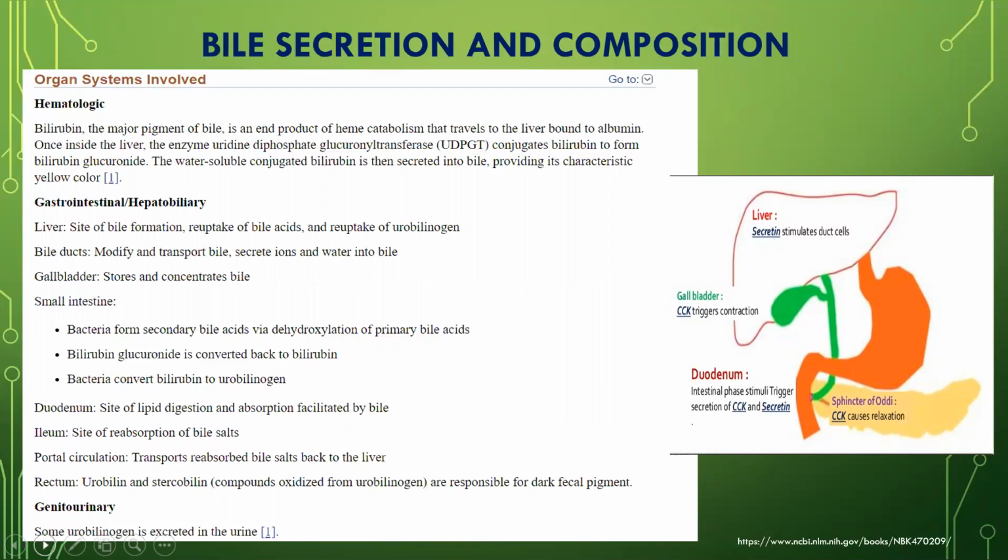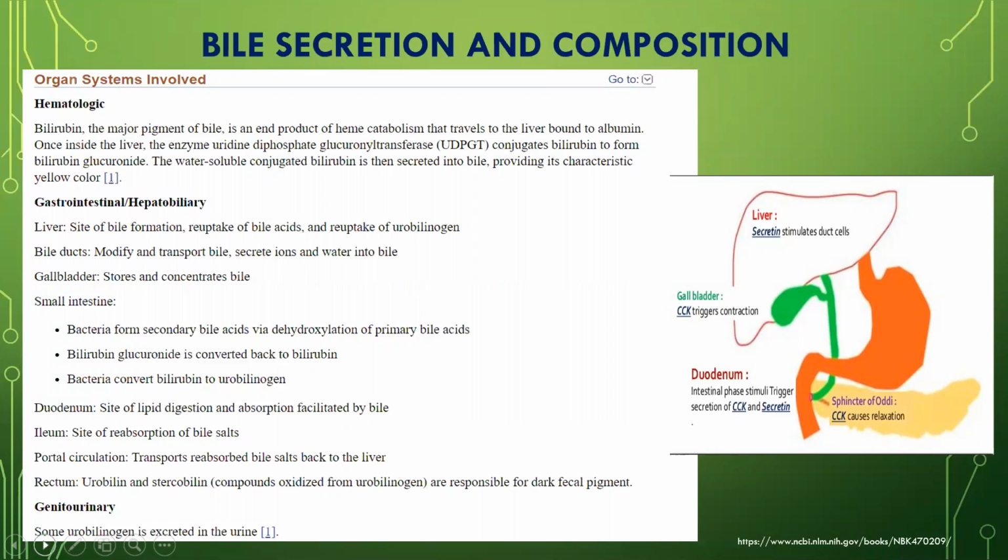The liver is the site of bile formation, reuptake of the bile acids, and reuptake of urobilinogen. Bile ducts help to modify and transport bile, secreting ions and water into bile. The gallbladder plays a role in storing and concentrating the bile. The small intestine takes part as bacteria form secondary bile acids via the dehydroxylation of the primary bile acids in the lumen of the small intestine.